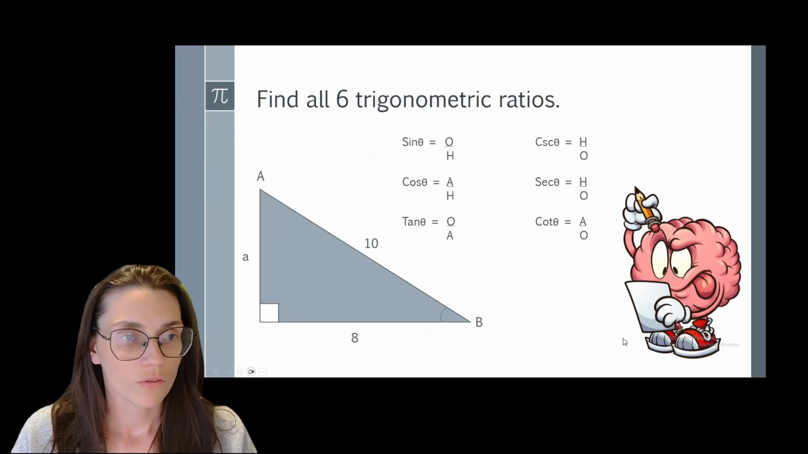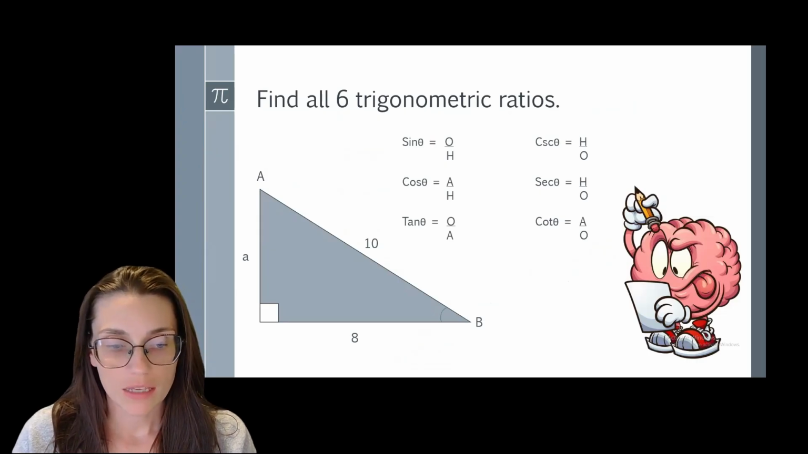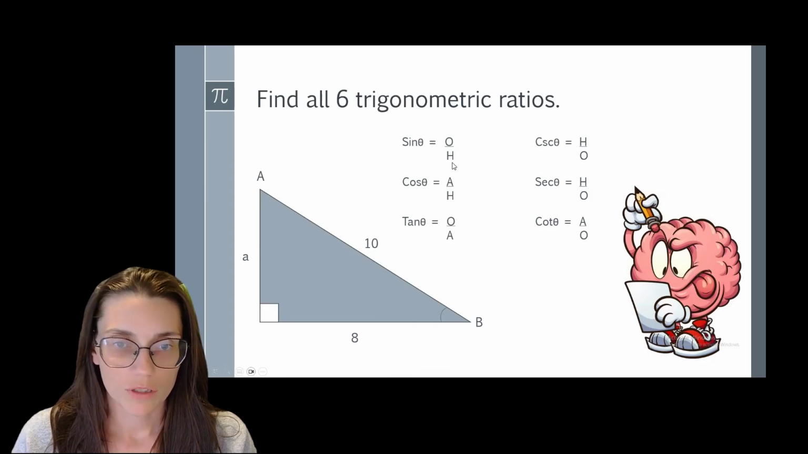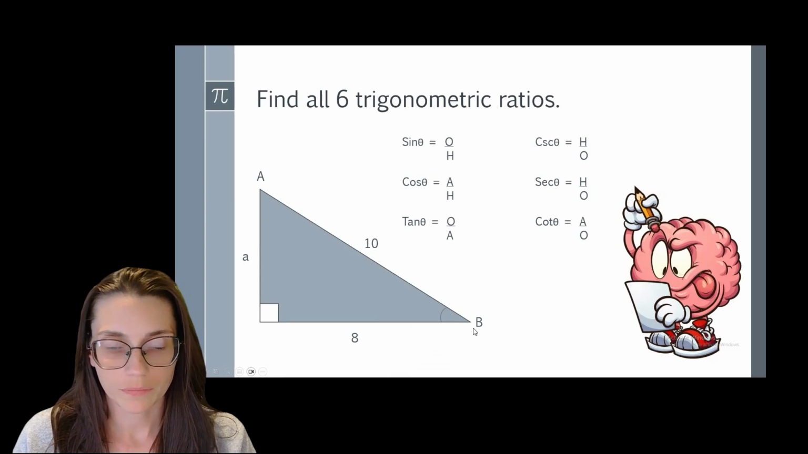So to jump into our first problem, we have a right triangle and we are given the hypotenuse. And the first angle we're going to be finding is B. So we're going to call 8 our adjacent. In any problem that I do, I like to have a shorthand of the solution. So sine is opposite over hypotenuse and so on.